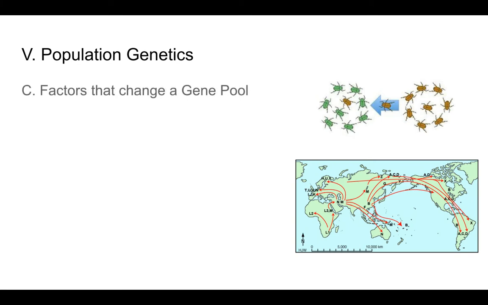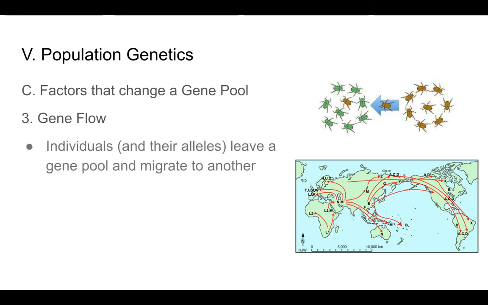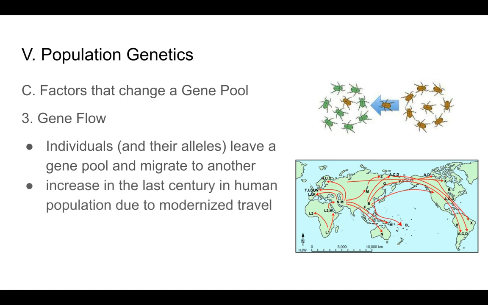The final thing that affects a gene pool is something called gene flow. And so the difference here between gene flow and genetic drift is that gene flow is not a random event. A lot of times it can be random, but a lot of times it is intentional, as you'll see with humans. So this is when individuals and their alleles leave one gene pool and migrate into another gene pool.